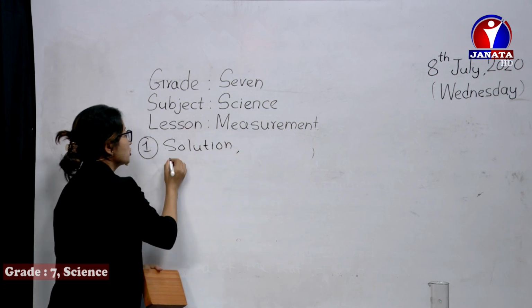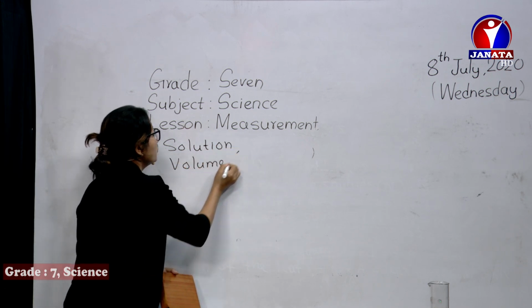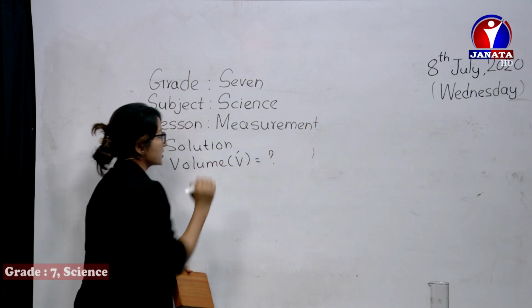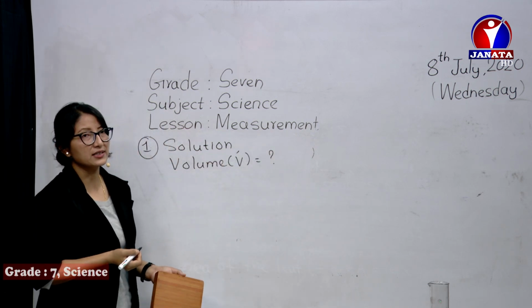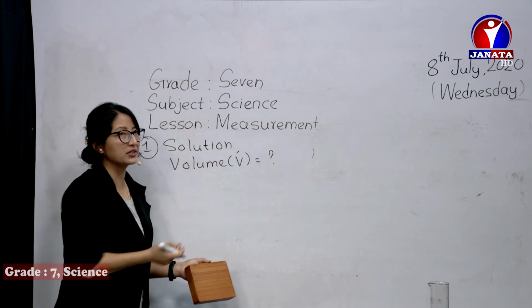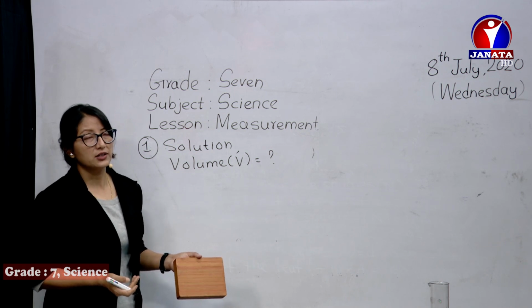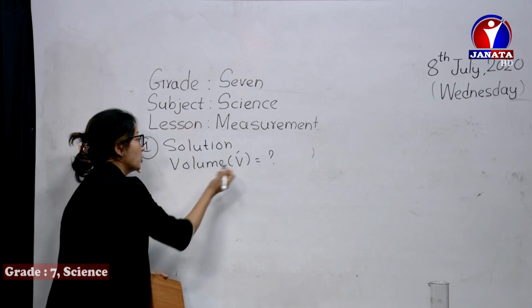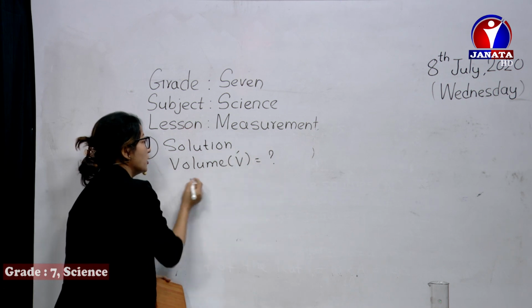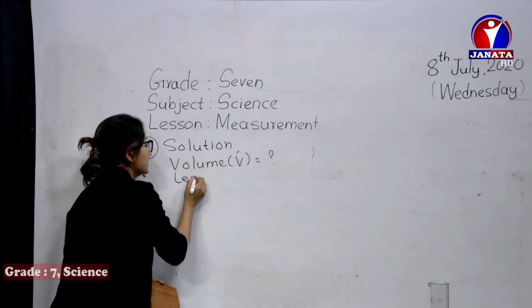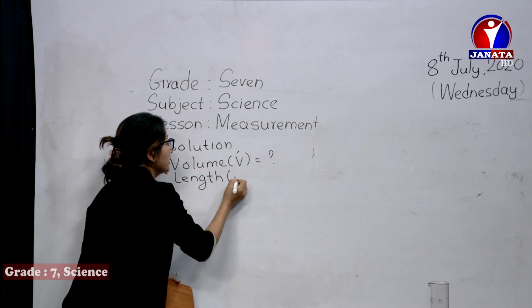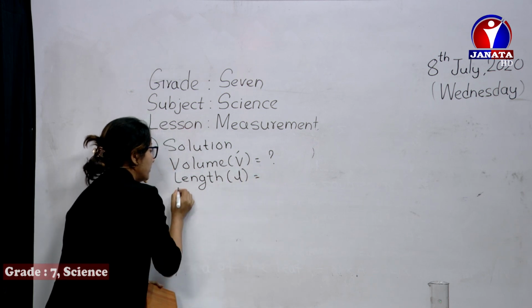Let's start the solution. First of all, we are going to calculate the volume V of the box. While solving numericals, let's make a habit of writing in a perfect format. The given things should be written very clearly. So we are going to calculate volume. It's length L, breadth B.